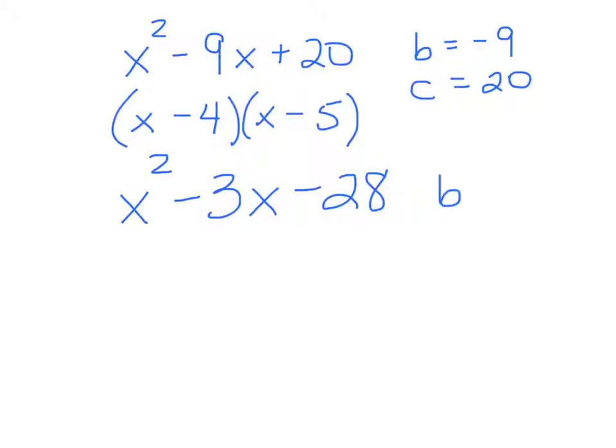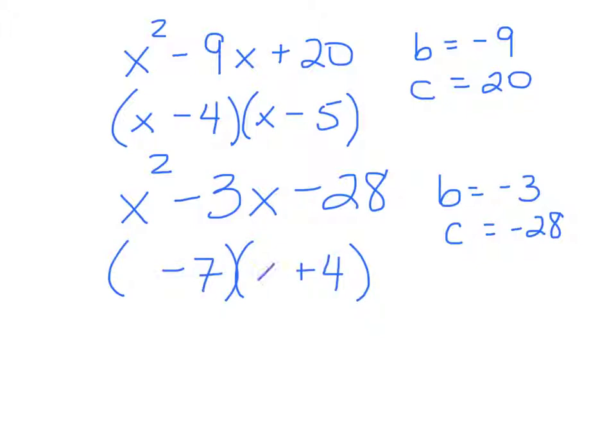Okay, b is negative 3, c is negative 28, and again, I want factors of negative 28 that add up to negative 3. Now think just for a moment, remember that you're trying to find opposite sign numbers, so what you really want is for them to have a difference of 3. Anybody find it yet? Negative 7 and positive 4. So this is the second type of factoring, the second easiest, because I definitely think GCF is easiest.